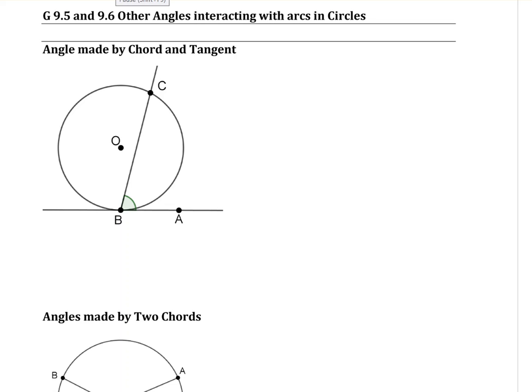So far, we've talked about two angles that intersect with arcs. The first one we talked about was the central angle, and then we talked about inscribed angles. We're going to talk about three other types of angles today. The first one we're going to talk about is the angle that is made by a chord and a tangent.